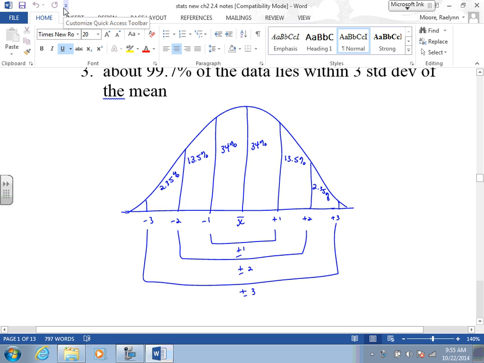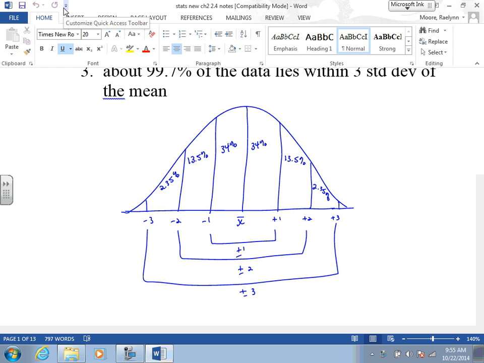So we talked about your standard normal curve. It's symmetrical, right? All these pieces add up to 100%. And I gave you this here. It's probably a little bit more detailed on your chart, the one from Algebra 2.